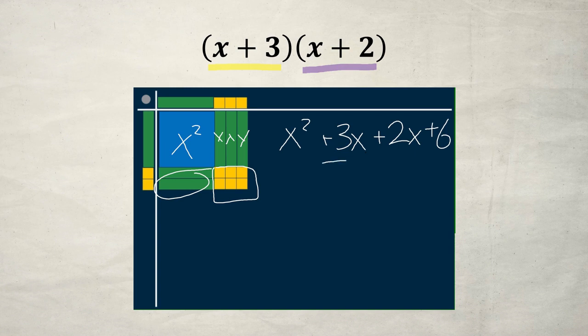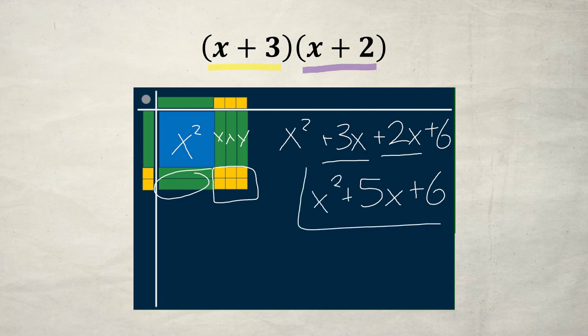I see that I have a 3x and a 2x, and those add to give me 5x. I don't have any other constants, so I'm going to bring down the plus 6, and I don't have any other x squareds, so I'm going to bring down my x squared. And that right there is my answer. So that's how we can multiply using our algebra tiles.